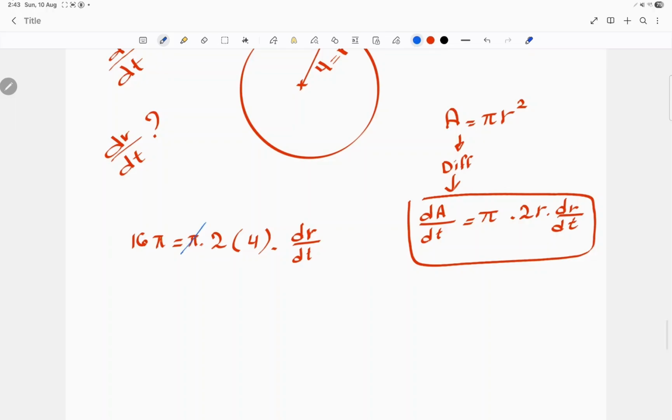Can I cancel the pi with the pi? Last time I checked, I could. 16 over 8, 2.